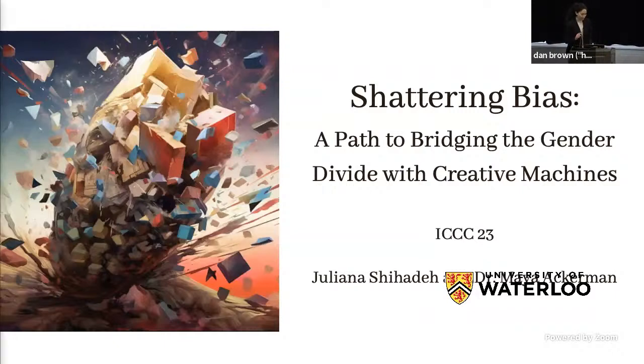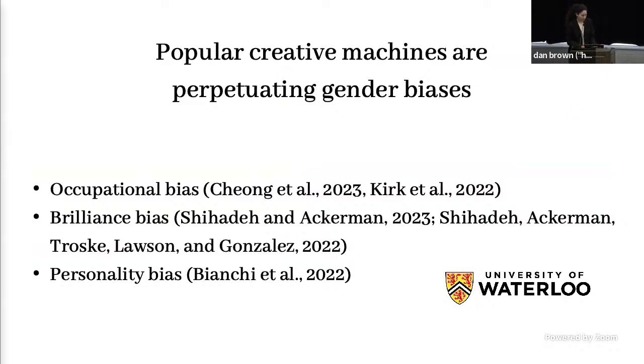Hi again. In this paper, I'll be talking about shattering biases. So how can we use creative machines to combat bias? Quick overview, summary. Like I mentioned earlier, popular creative machines are perpetuating gender biases. These vary across different forms. You have occupational, brilliance, and personality. So in occupational, you have examples of, for instance, a nurse being thought to be a woman instead of a man more often, and doctors being thought of to be a man instead of a woman more often.